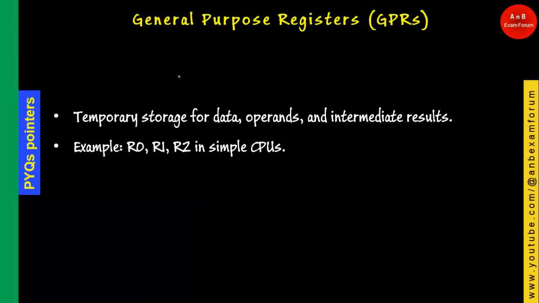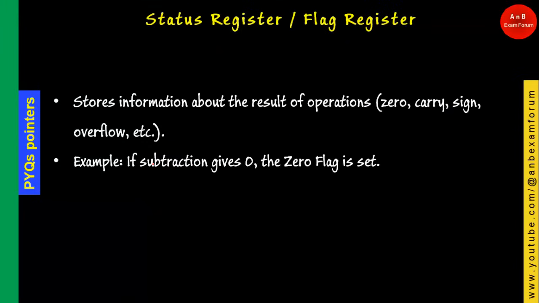The last one is the general purpose register. As the word suggests, it can be used for any purpose: storing data, operands or intermediate results. There are many general purpose registers, like R0, R1, R2, commonly found in the CPU. These are general purpose registers.